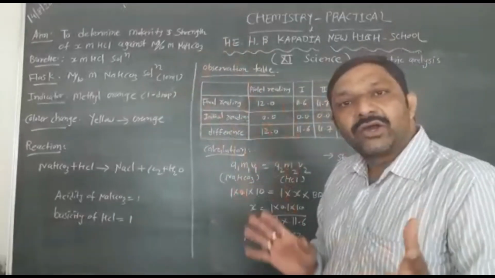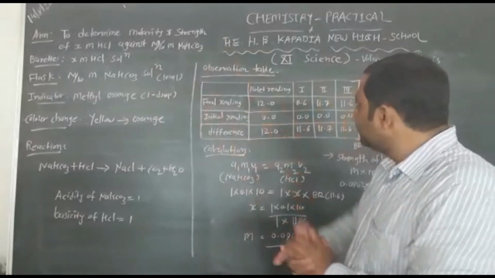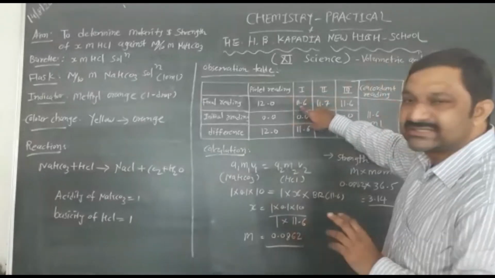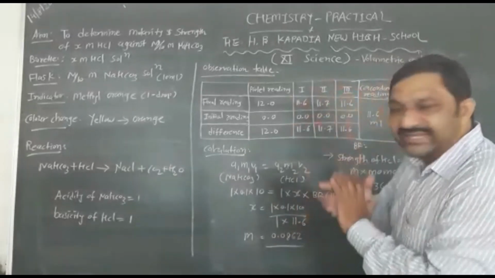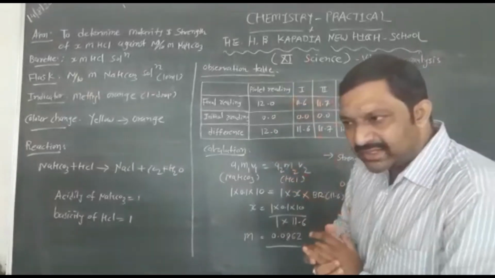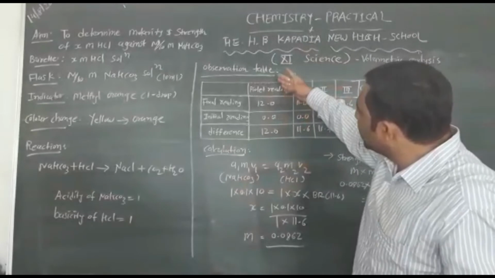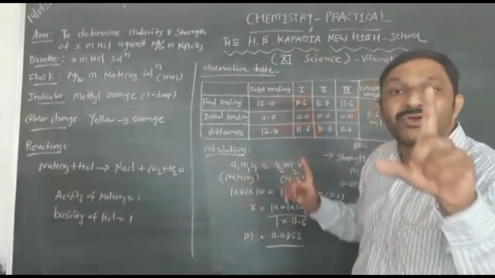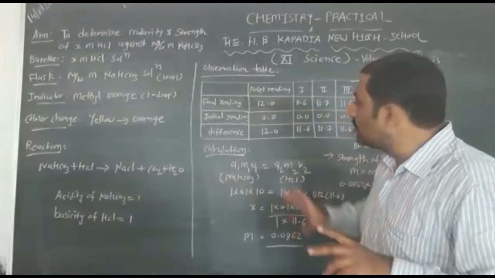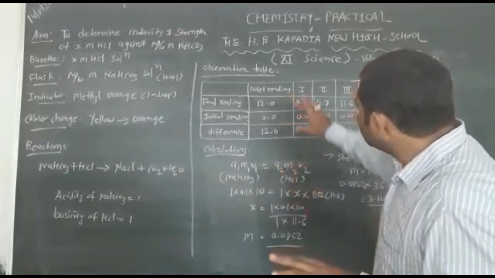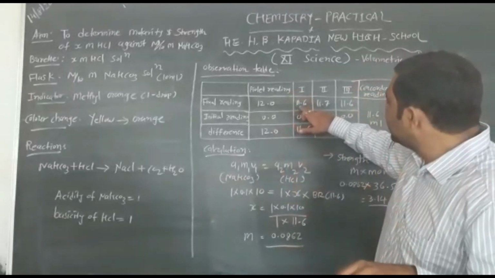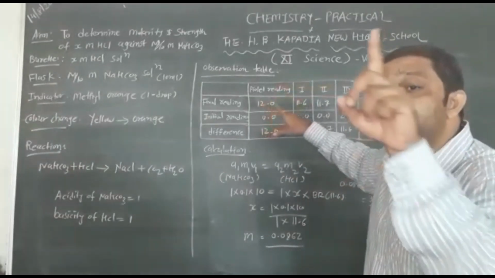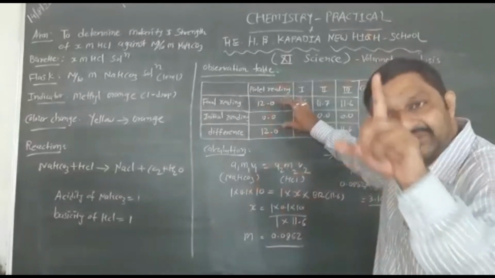Now here is your calculation section. Clear? Observation table. So readings 11.6, 11.7, 11.6. You have to take 3 readings. Here is your pilot reading. I told you pilot reading means approximate reading. You have to write down the pilot reading only. If your burette readings are 11.6, 11.7, 11.6, then your pilot reading is 12.